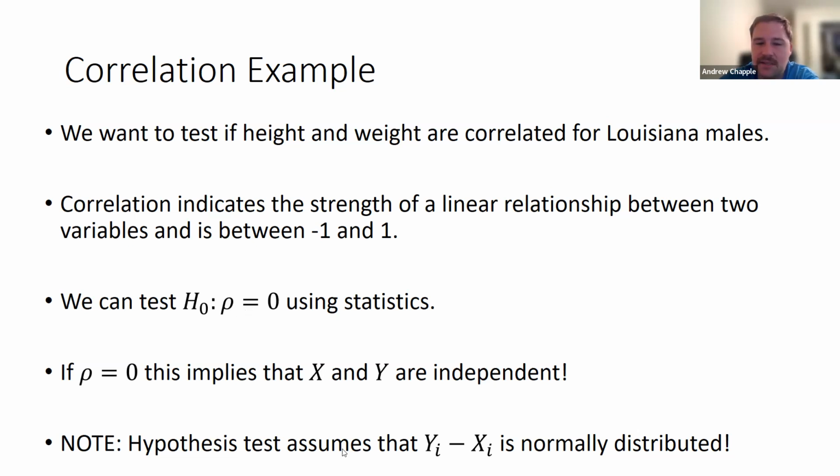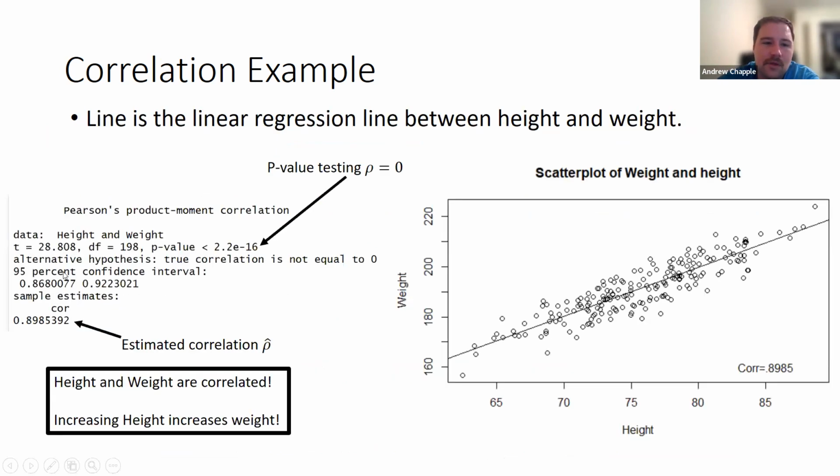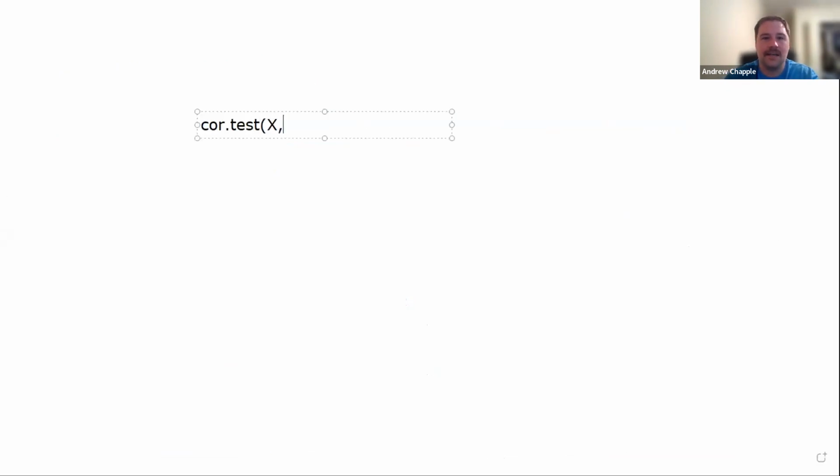And this hypothesis test assumes that Yi minus Xi has a normal distribution, which may or may not be true. As an example, I don't have it in here, but you're actually going to use cor.test here. The syntax is, if I've got X and Y, cor.test(X, Y), and that's going to give the output that we have below.